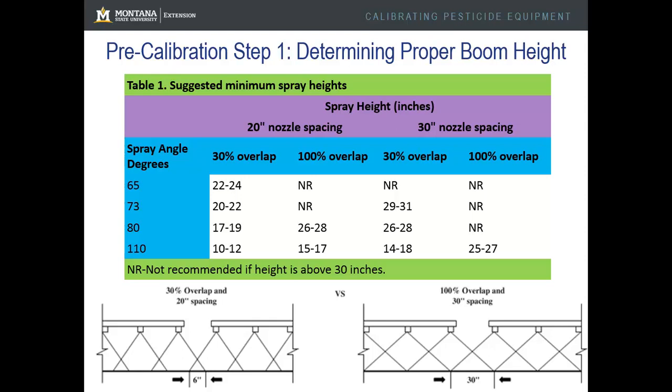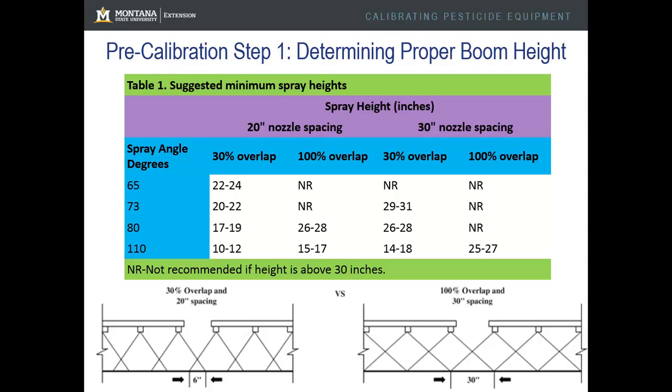This is because most flat fan nozzles emit less flow rate at the nozzle edges. To compensate, most flat fan nozzles require a 30% overlap, but always read the nozzle specification sheet if available. A second type of nozzle, known as a flood type nozzle, requires 100% overlap for high output applications. Flood type nozzles are often used with liquid fertilizer applications.